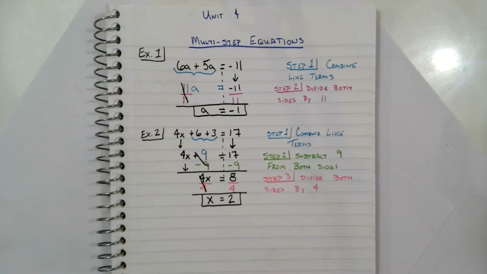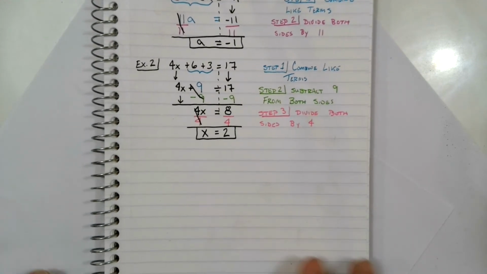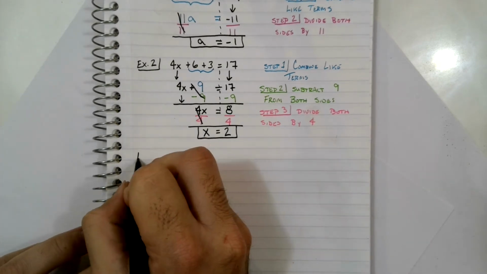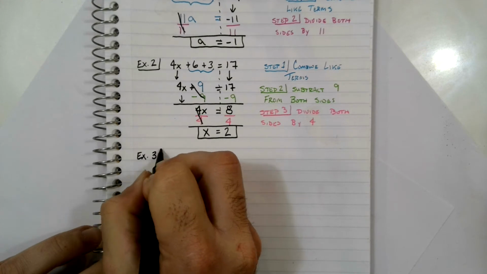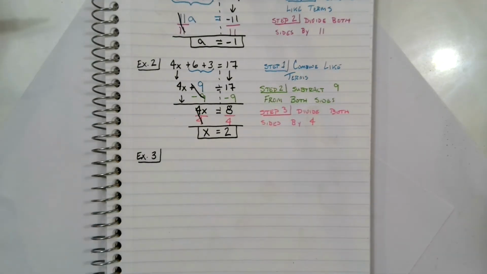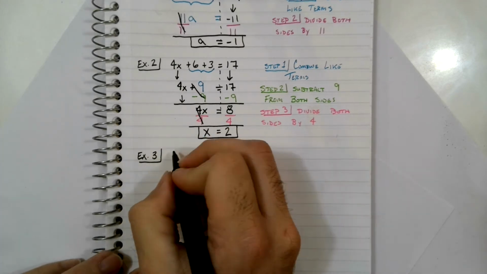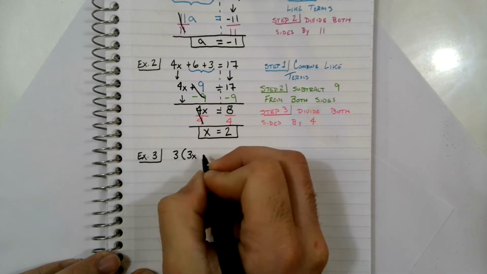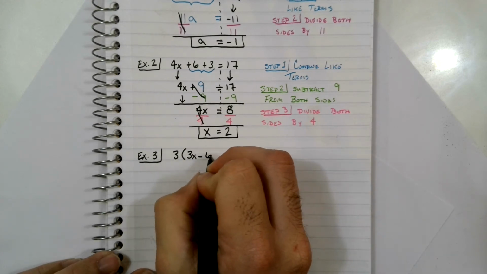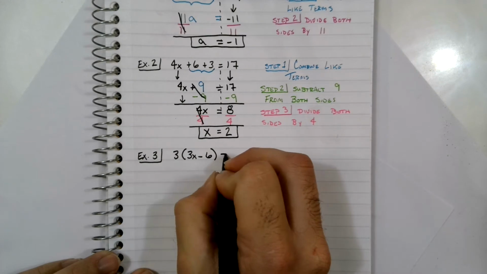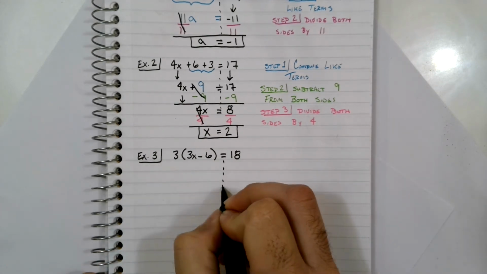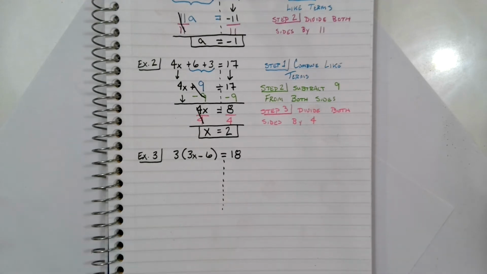All right, I'm gonna slide this up a little bit. All right, let's look at another one here. We're gonna step it up a little bit. Example 3. Let's say I have 3 times a quantity of 3x minus 6 equals 18. Draw my little line here. I'm going to separate my sides.